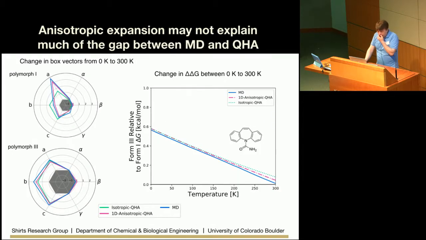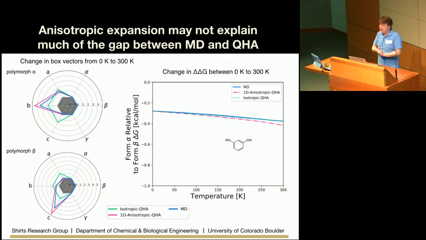But what we see is that even anisotropic expansion may not explain much of the gap between the molecular dynamics and the quasi-harmonic approximation. Here I have a radar plot with the A, B, and C box vectors and the 3 angles as well. Isotropic expansion is the green shape, and blue is the MD. Our anisotropic approach allows us to expand in essentially the same way MD expands. That's a full MPTA simulation. But if you look at the free energy as a function of temperature, here I've got MD in blue, and the 1D anisotropic approach gets about half of the distance between them, though they're not that big differences.